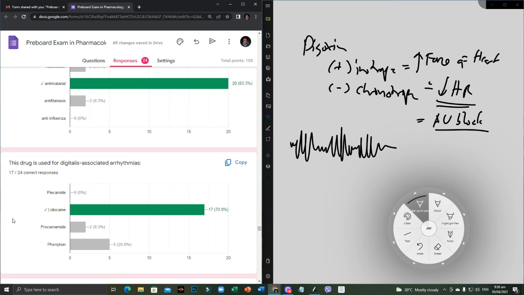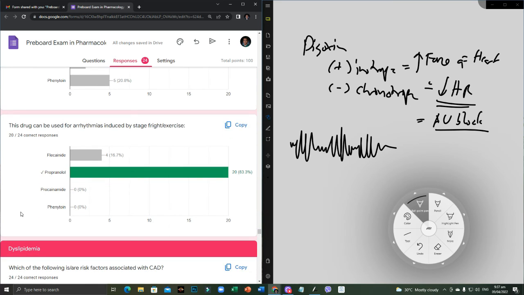So this drug is used for digitalis-associated arrhythmias. So very good, that's lidocaine. If you're using digoxin class as an antiarrhythmic drug or for any reason, let's say for example for CHF, and a patient is experiencing arrhythmias induced by digoxin, like AV block, then a good option class to manage that arrhythmia induced by digoxin would be lidocaine.